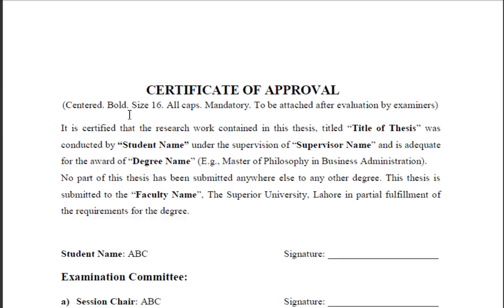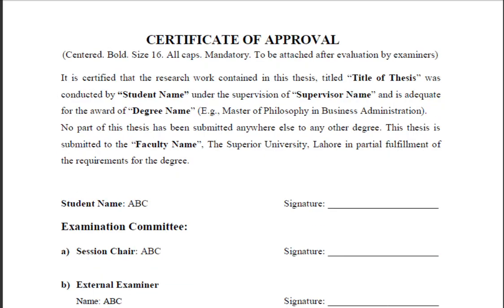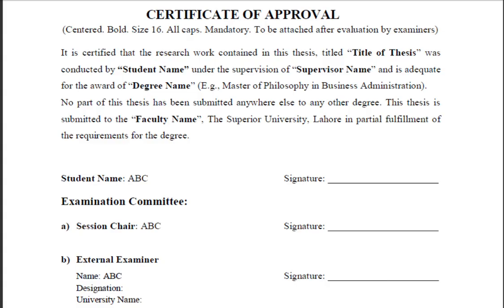Okay, after the declaration, then comes the certificate of approval, which is by universities, different authorities. So this certificate, of course, the title is like 16 as mentioned earlier. It is certified that the research work contained in the thesis title, you have to write the thesis title, was conducted by the student name in bold, okay, under the supervision of the supervisor name, and if you have two supervisors, you should mention both, okay, and is adequate for the award of the degree, like your MPhil biotechnology, full stop.